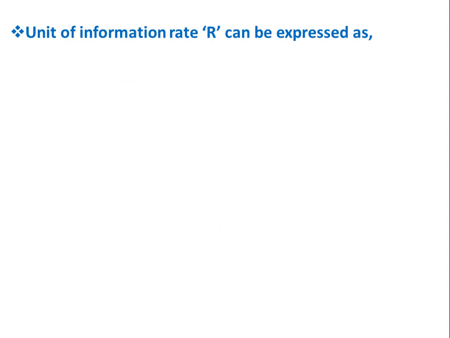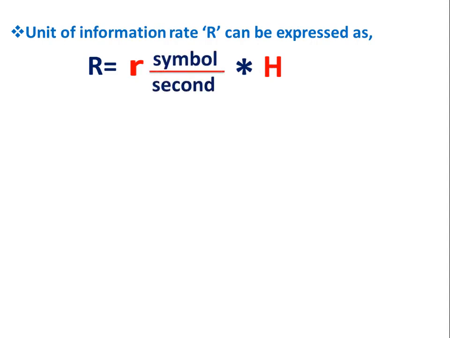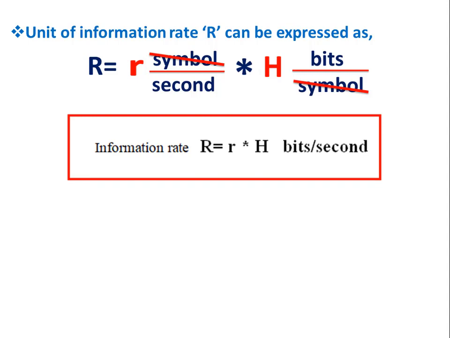So now, the unit of information rate R can be expressed as follows. We know the equation for information rate, that is R = r × H. Here r is called the symbol rate, which can be expressed in symbols per second, and H is the source entropy or average information, which can be expressed as bits per symbol. Now just strike out the common term, so that we can say information rate R = r × H bits per second. By using this equation, we can solve different problems.